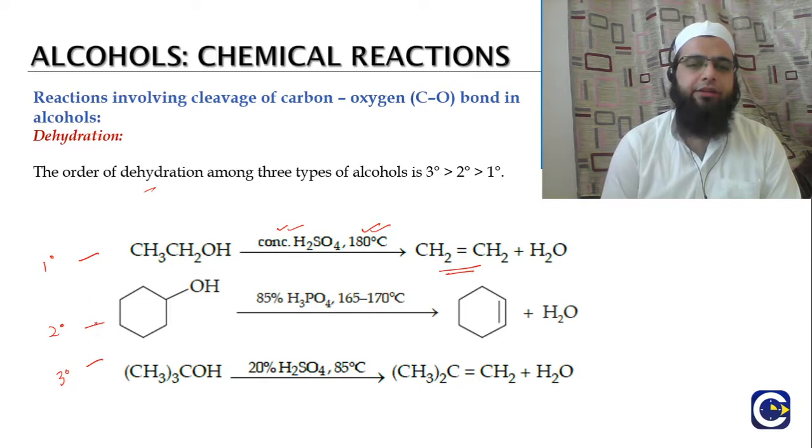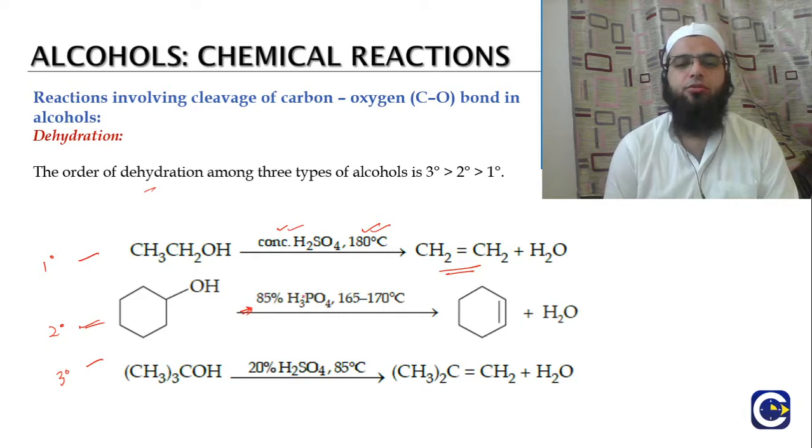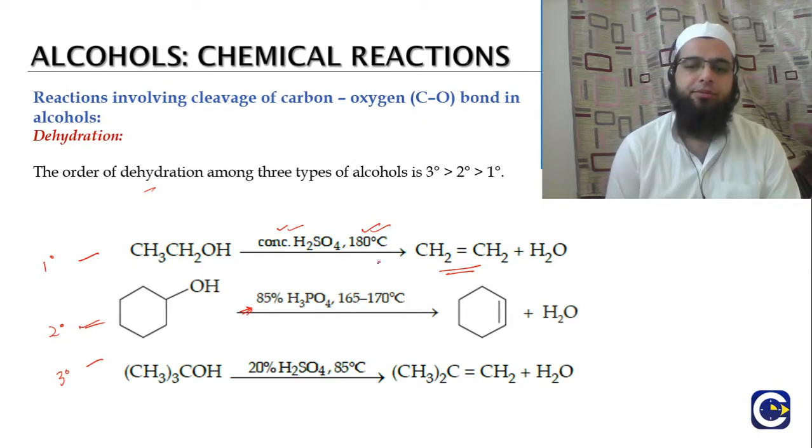When we do the reaction for the 2-degree alcohol, this secondary alcohol, we are using 85% acid. In this case we have shown H3PO4. We can also use H2SO4. 85% means we have 15% water in this acid. This is not concentrated, this is diluted, and the reaction is at comparatively lower temperature, and we get an alkene in this case also, and water is the byproduct.